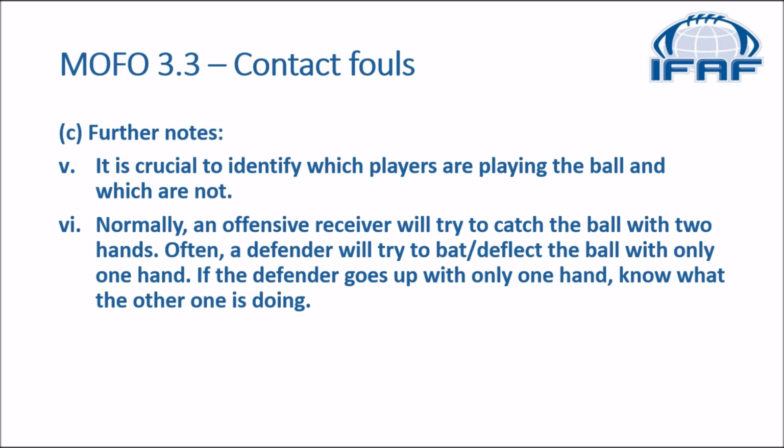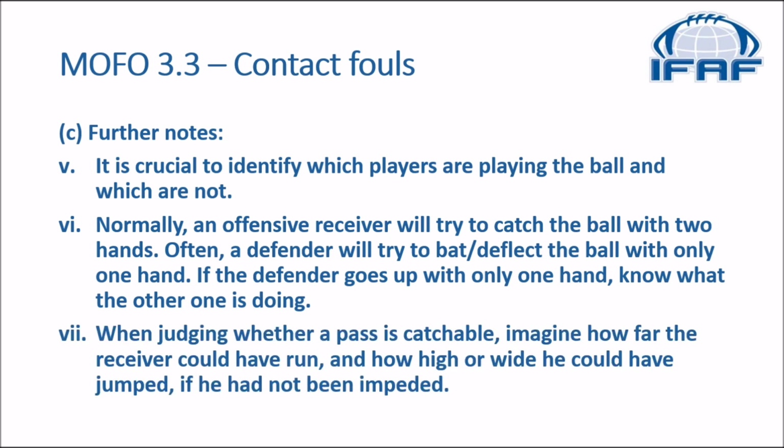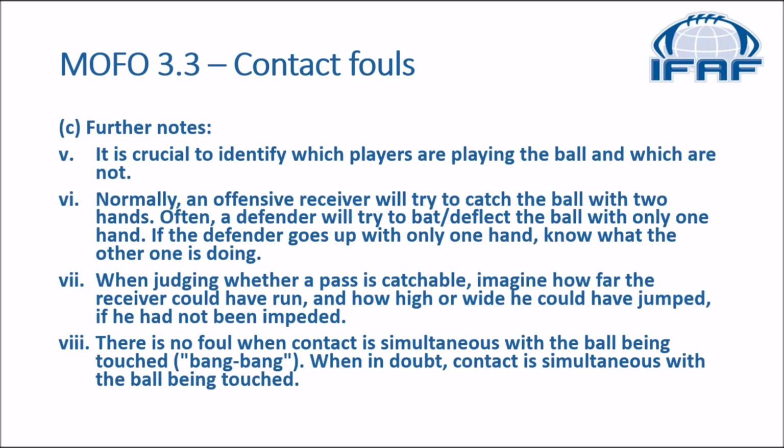Normally, an offensive receiver will try to catch the ball with two hands. Often, a defender will try to bat or deflect the ball with only one hand. If the defender goes up with only one hand, know what the other one is doing. 7. When judging whether a pass is catchable, imagine how far the receiver could have run and how high or wide he could have jumped if he had not been impeded.